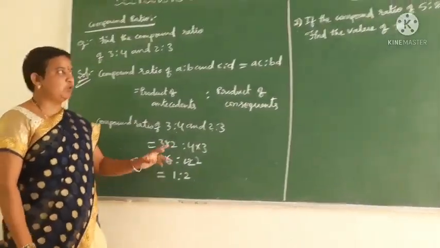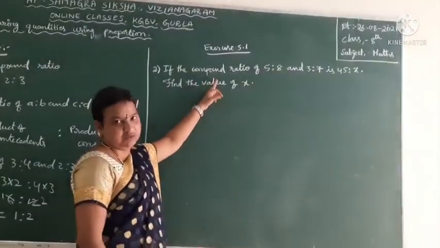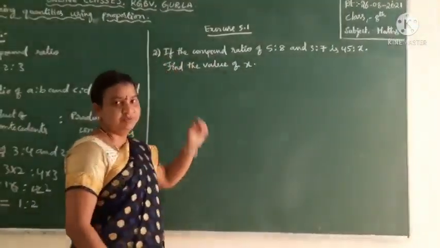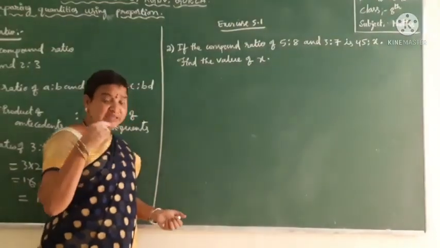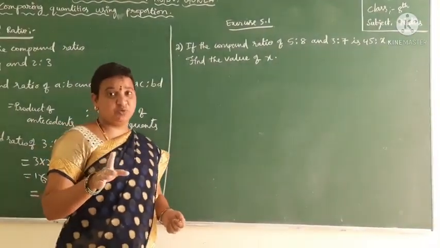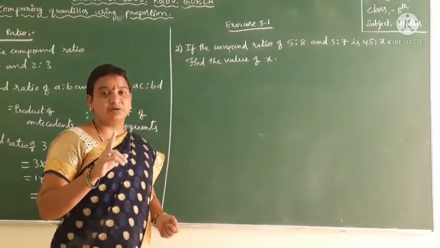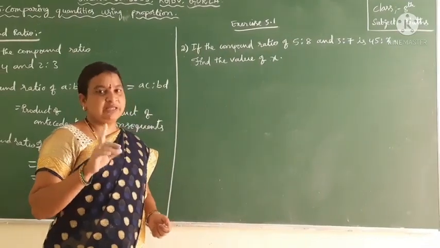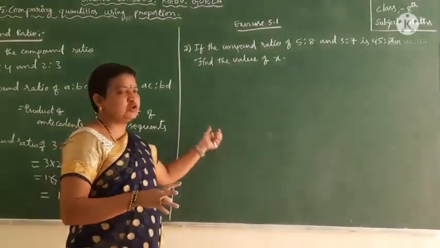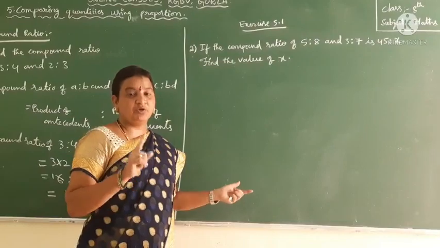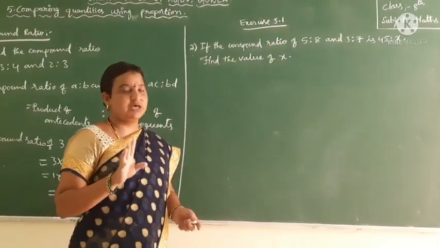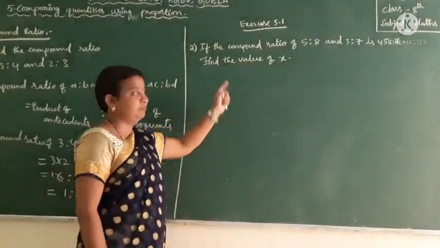Okay, children. Now we have to simplify the problem in exercise 5.1. This is the second problem. Okay. In the previous classes I already told you, you have to read the problem very carefully. Then only you can understand, then you can solve the problem easily. So now we have to read the problem.